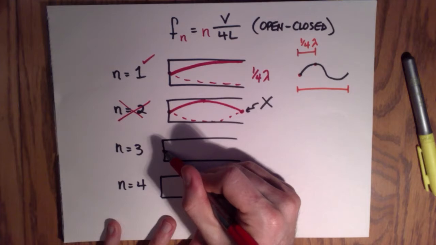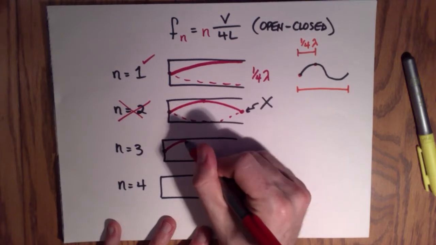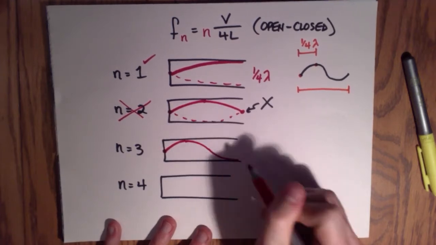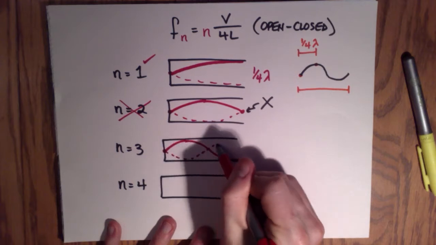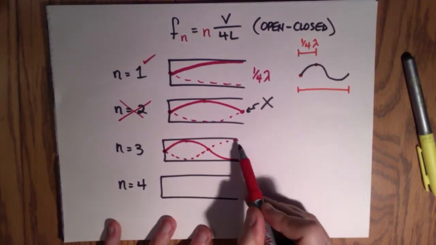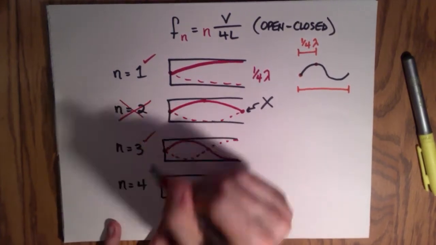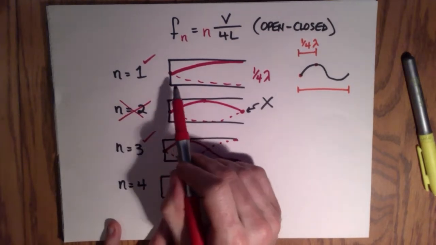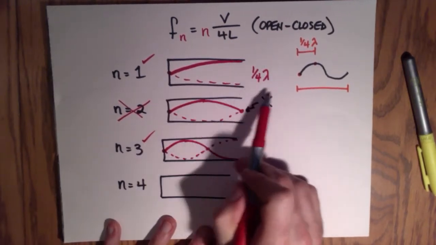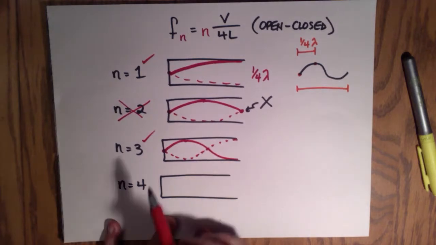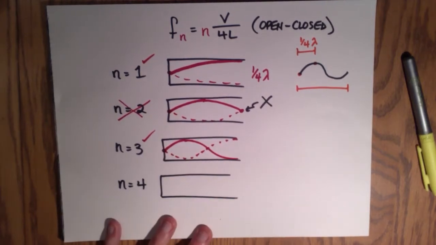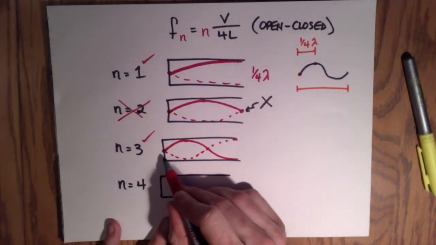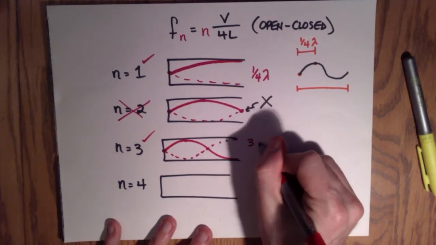But if we take out 3, well, we have 1/4, 2/4, 3/4. And if we take a look at that, that gives us a node on one end, an antinode on the other. That's fine, because 3/4, again, everything's based off of this fundamental, this quarter wave. So 3/4 will work in terms of giving us a node and an antinode. So what we have over here is 3/4 of a wave.